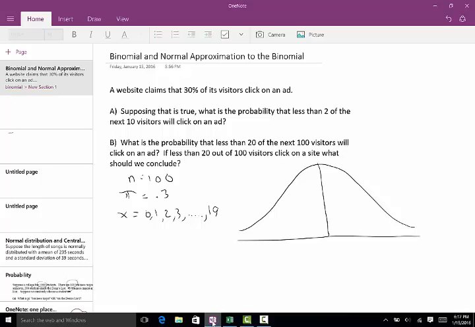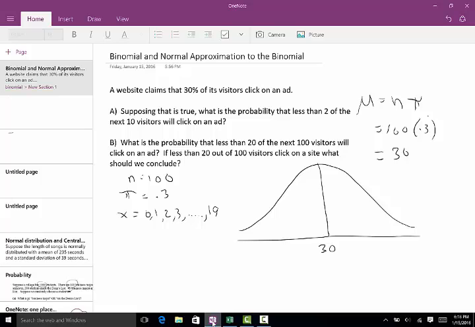You don't always get exactly what you expect. Sometimes fewer people or sometimes more people click than you would expect. Well, what would you expect? The expected value is called the mean, and for the binomial distribution, the mean is n times pi. It makes sense. It's a formula that you don't really need to memorize. If 100 people go to the site, according to what the company told us, 30 of them are expected to click on an ad.